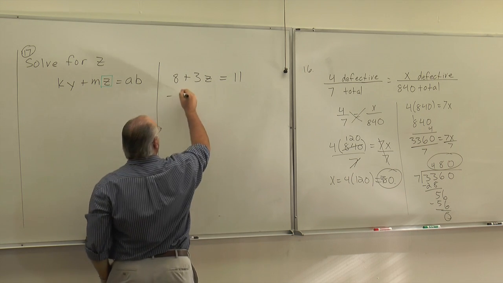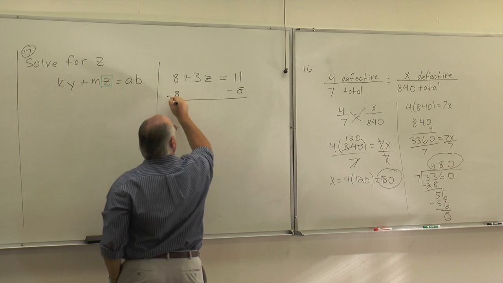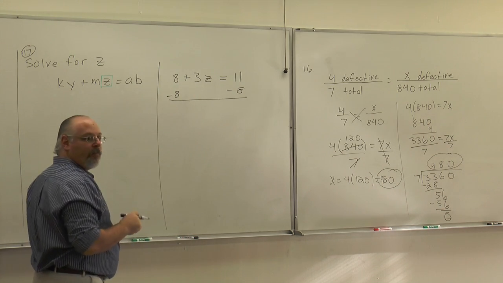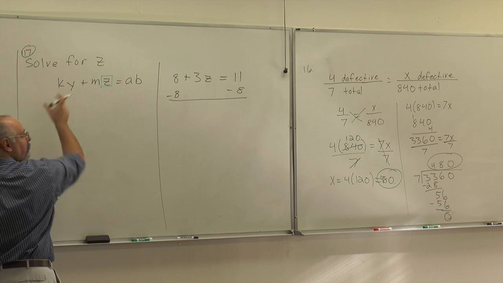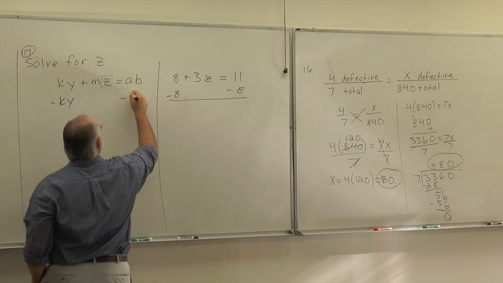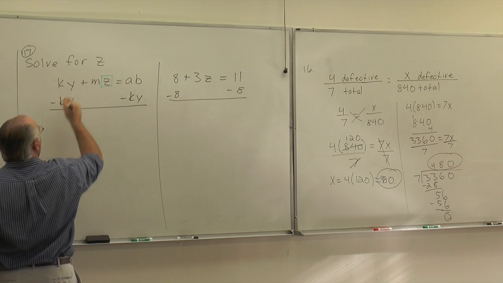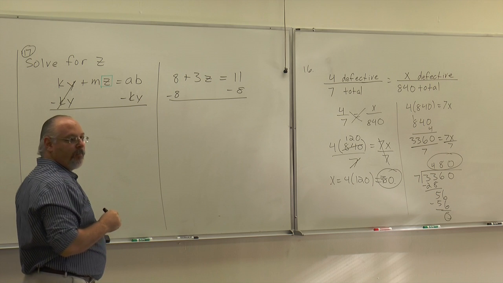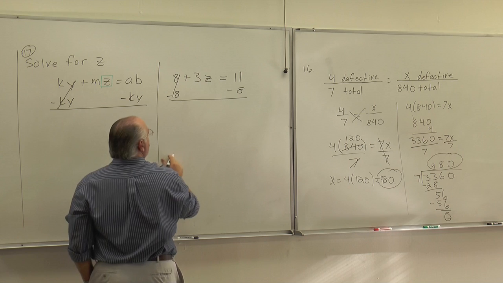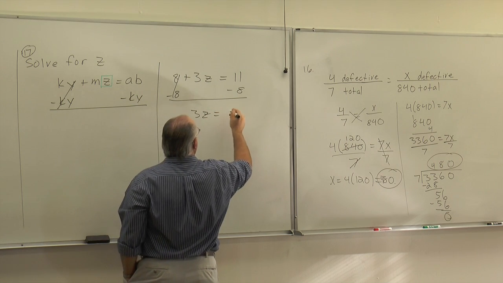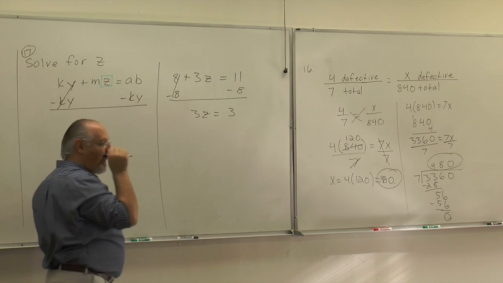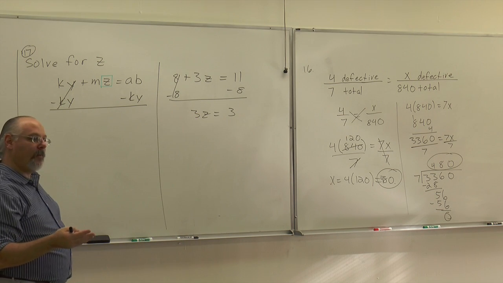Subtract the 8, right? Well, that's that expression all the way on the left. So in this case, I'm going to subtract the expression all the way on the left. So I'm going to subtract ky from both sides. These cancel. Now, here on the right, these would cancel, and I get 3z equals 3. I subtract, or I simplify, because I can.